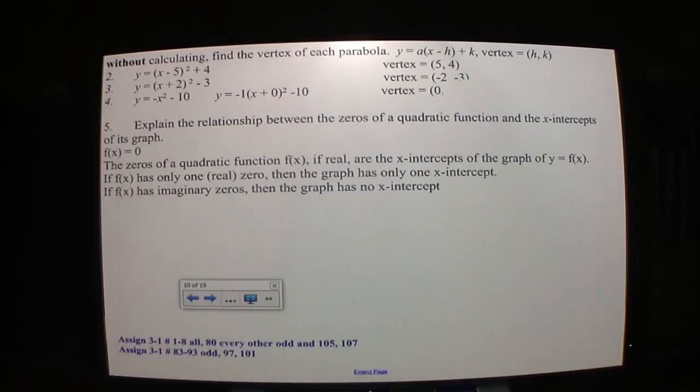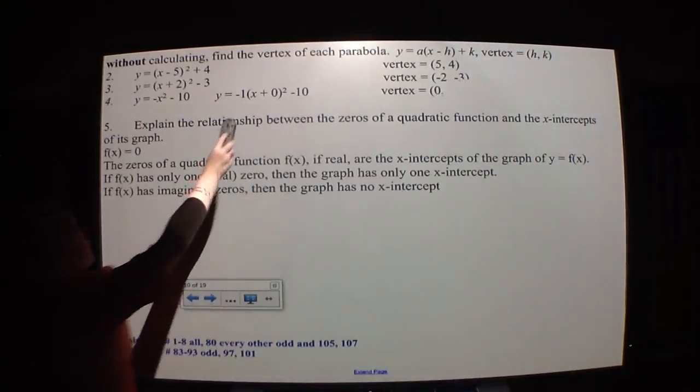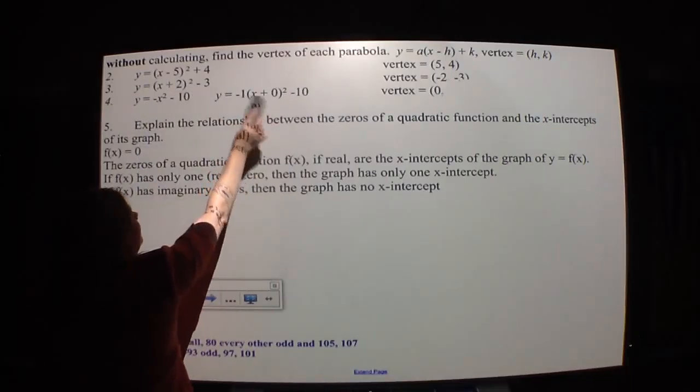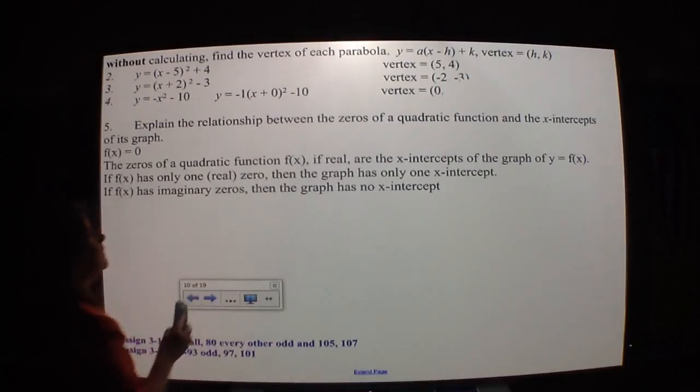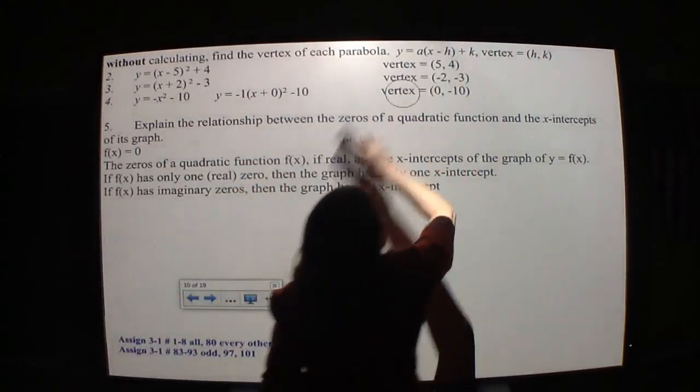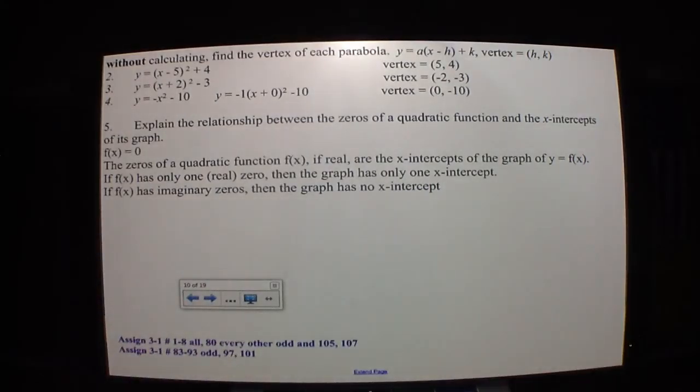I factored out the negative 1 so you could see. This is negative x squared, that right there, and there's my minus 10. So now my vertex is (0, -10). Okay?